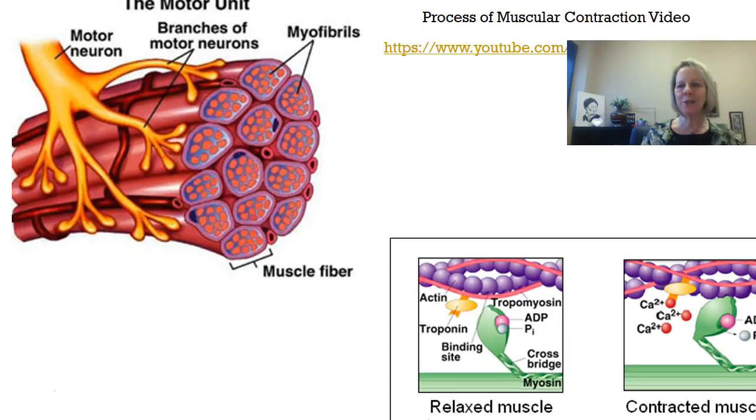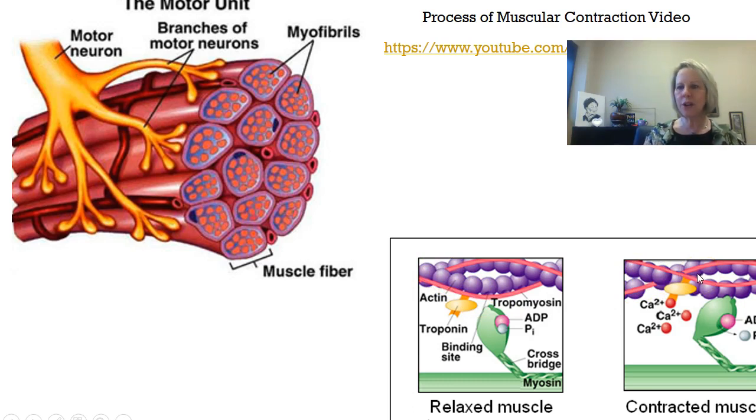In order to get the message from the motor neuron to the muscle fiber, and here's the motor neuron, and here is a muscle fiber or one muscle cell, there needs to be a neurotransmitter called acetylcholine, or ACh for short. Acetylcholine is produced by the neuron and then is released onto the muscle fibers. And once it's released, it starts a change within the cell that leads to contraction. And we see here a relaxed muscle and here a contracted muscle.